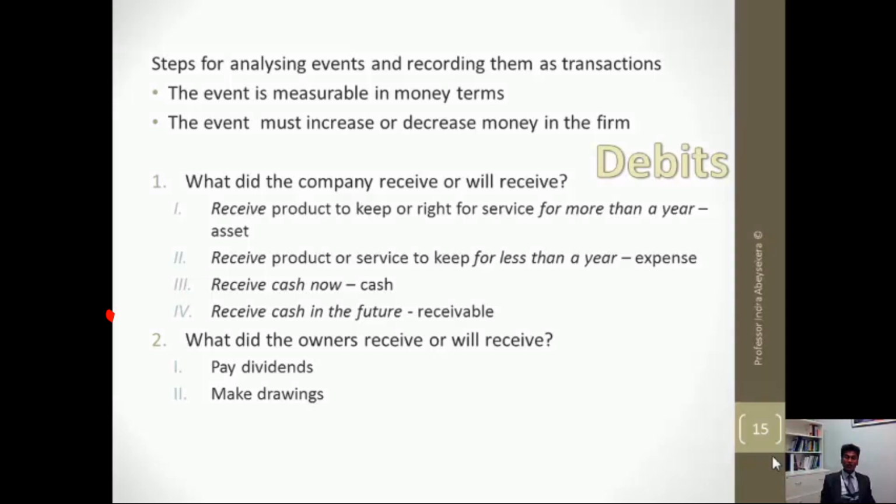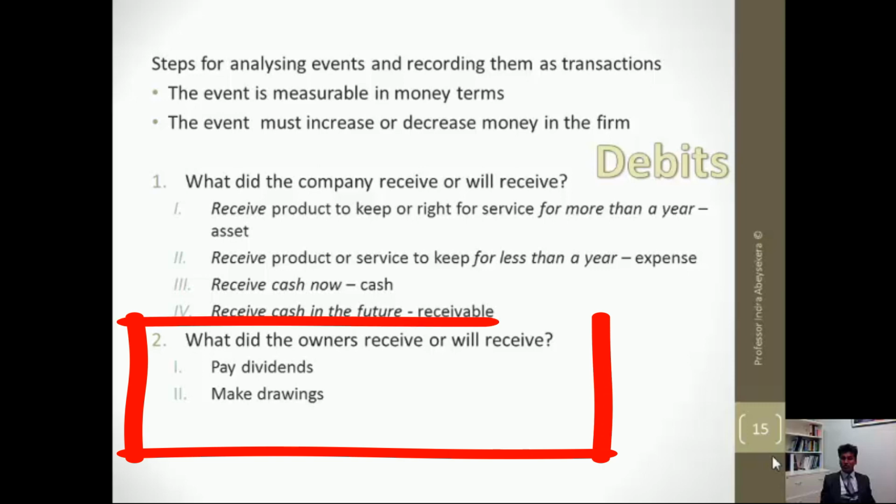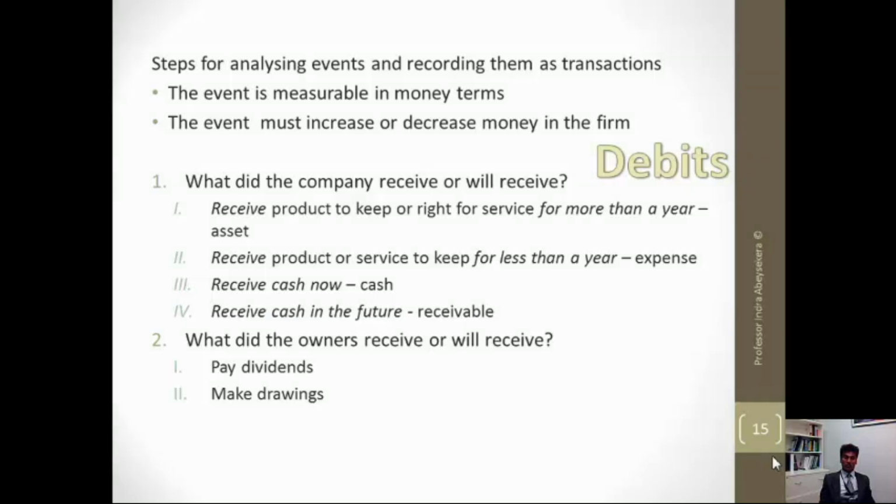The second is, what did the owners receive or will receive? If owners receive or will receive something, we record that as a debit. Paying dividends, owners making drawings, we record them as debits. So, two items here. What did the company receive or will receive? That becomes a debit. What did the owners receive or will receive? That becomes a debit.